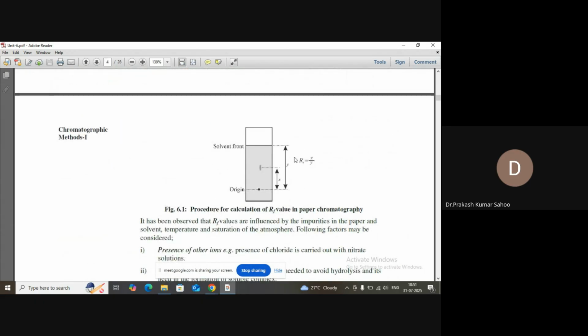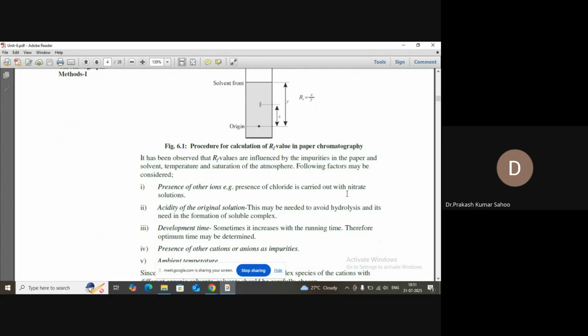And this is the reference line of the origin. This is the total distance traveled by the solvent, and this is the distance traveled by the solute or the component. So whenever you measure the distance, the measurement should be from your reference line. From the reference line, the distance traveled by the component is x, the distance traveled by the solvent is y. So the retention factor will be x by y.